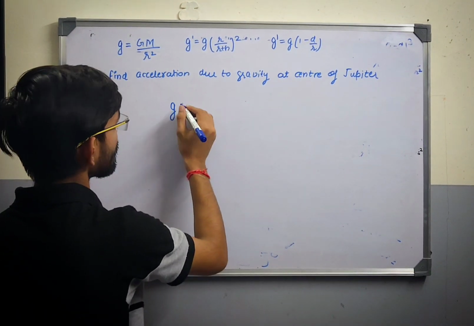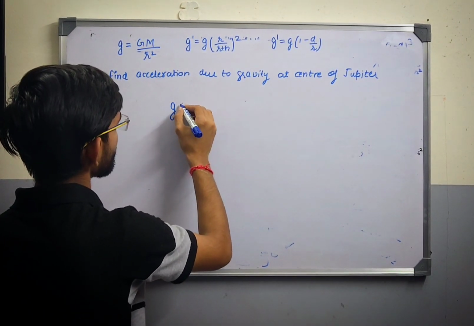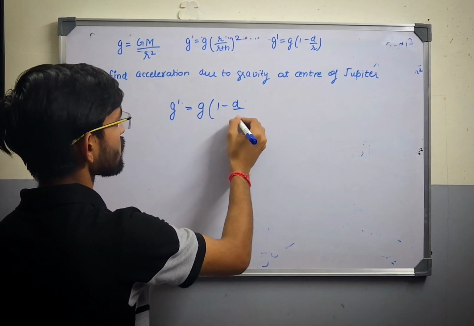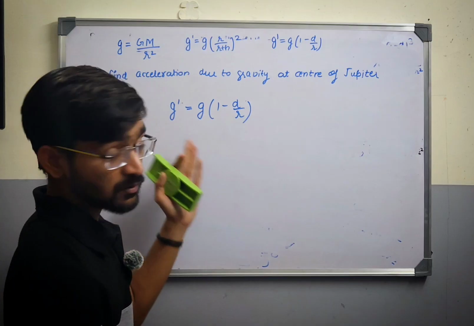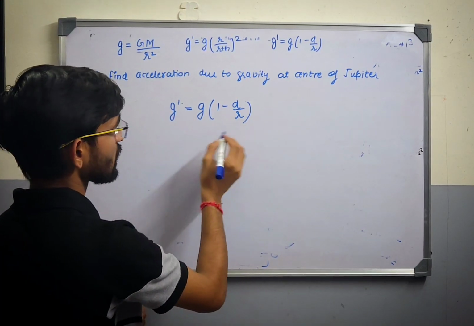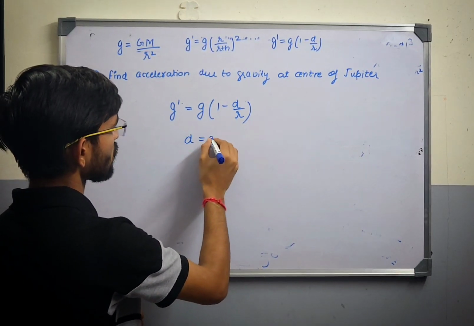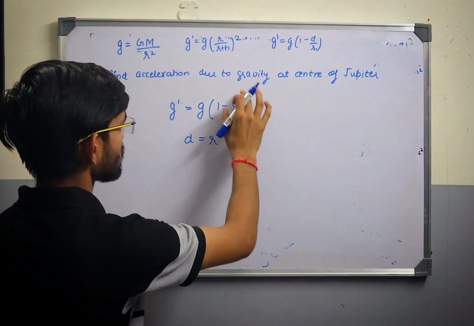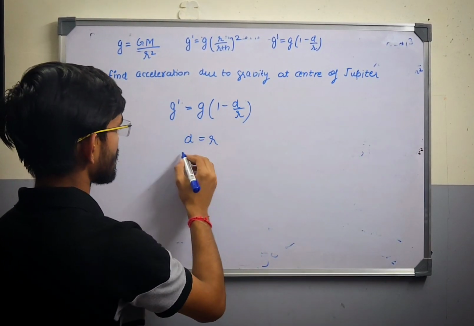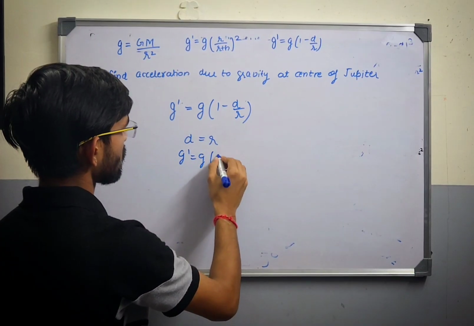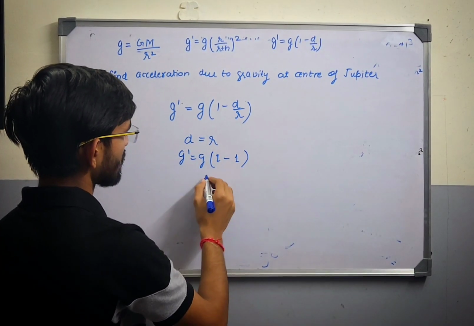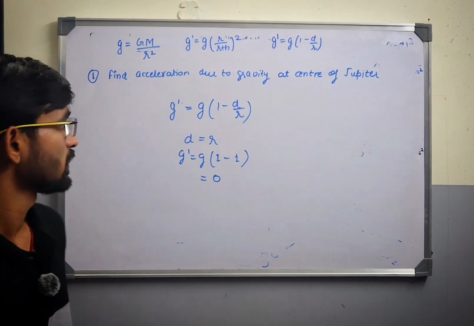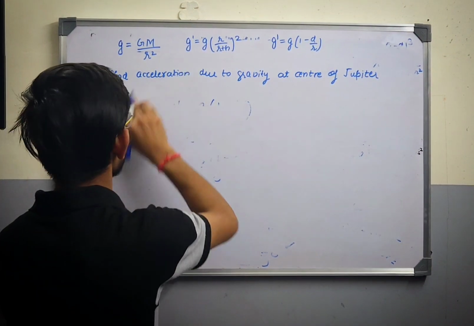So g' is given by g(1 - d/R), the variation in g with depth. If you are at the center of Jupiter, it means d equals R, the depth becomes equal to the radius of Jupiter. If you put d equal to R in this equation, you will get g' equals g(1 - 1), and 1 minus 1 means 0. So acceleration due to gravity at the center of Jupiter will be 0. Now another question.